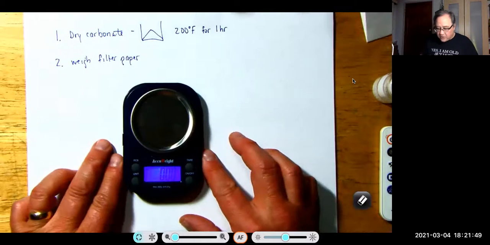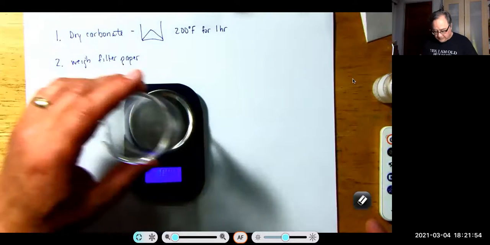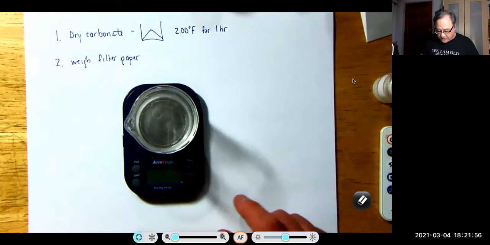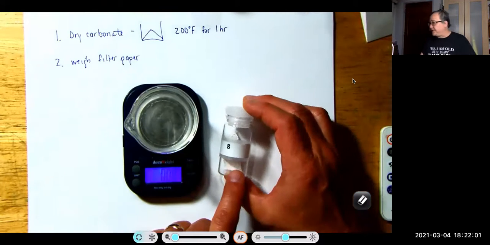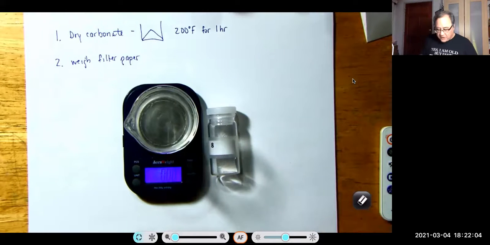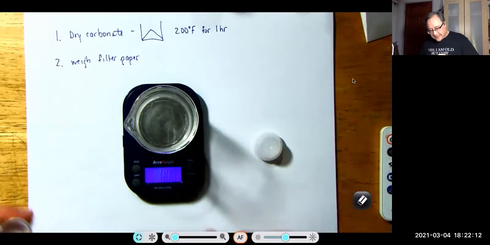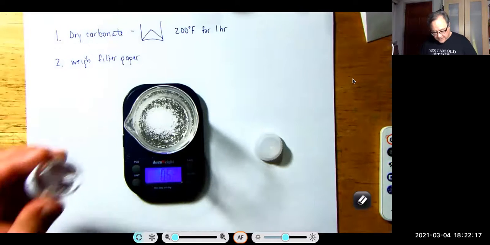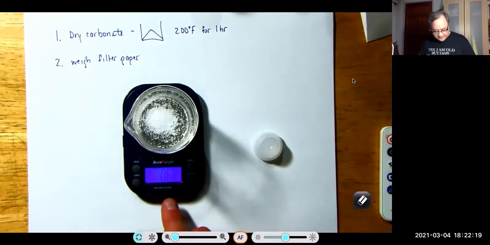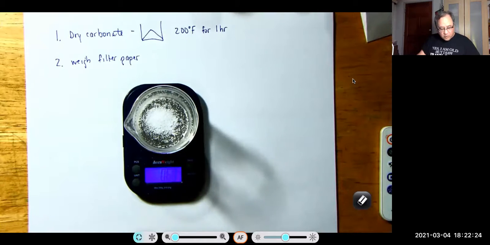Now you want to weigh your, oops, I turned that off. Turn that on. You want to weigh your unknown. Since this one I dried out, I'm going to use it. And you want to use usually between 0.5 and 0.7 grams, somewhere around there. And so you can see I've tared my balance, and I'm going to put this into my flask. And here I got 0.68 grams. That should be fine. And of course, you want to record that number.